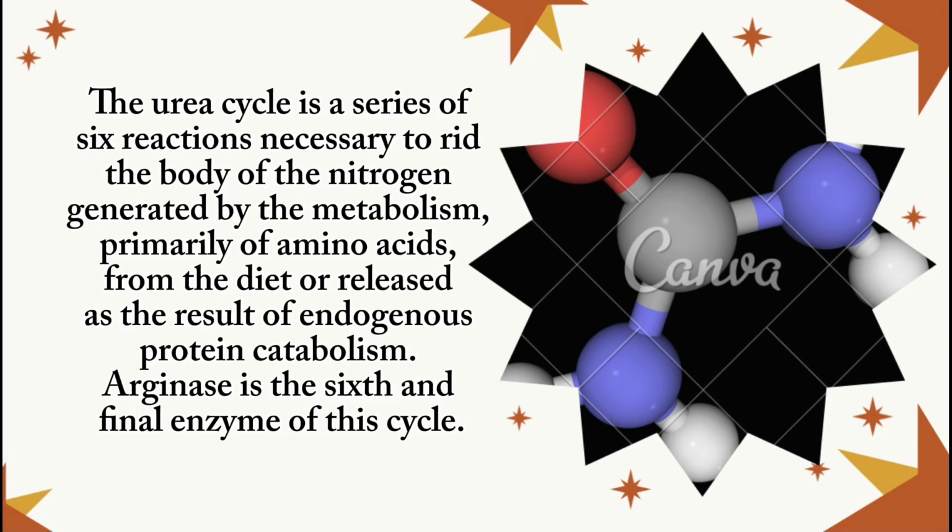And lastly, the urea cycle is a series of 6 reactions necessary to rid the body of the nitrogen generated by the metabolism, primarily of amino acids from the diet or released as the result of endogenous protein catabolism. Arginase is the sixth and final enzyme of this cycle.